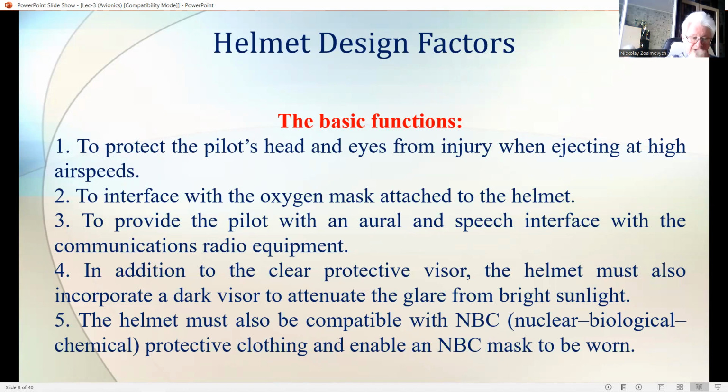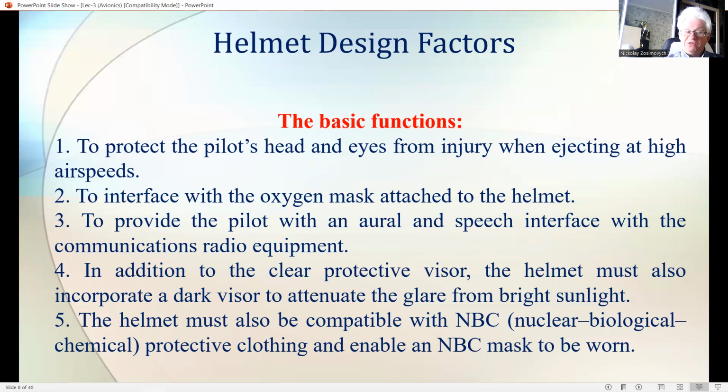A speech interface is provided by a throat microphone incorporated in the oxygen mask. In addition to the clear protective visor, the helmet must also incorporate a dark visor to attenuate the glare from bright sunlight. And the helmet must also be compatible with NBC protective clothing and enable an NBC mask to be worn. NBC, I repeat another time, stands for nuclear, biological, chemical.